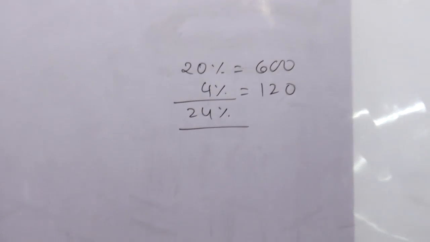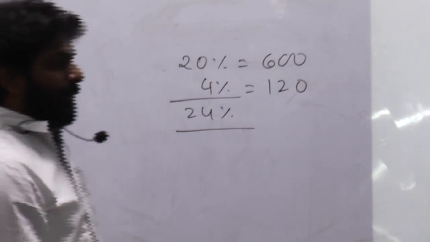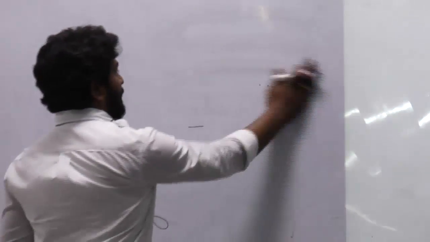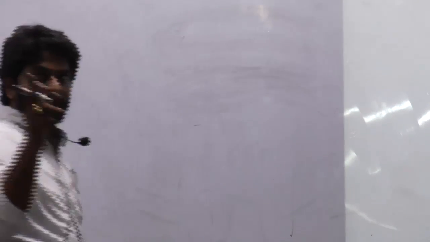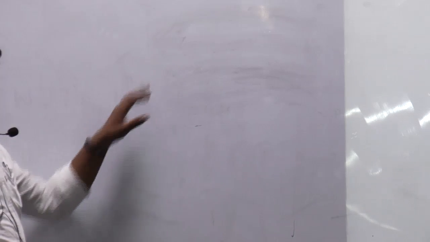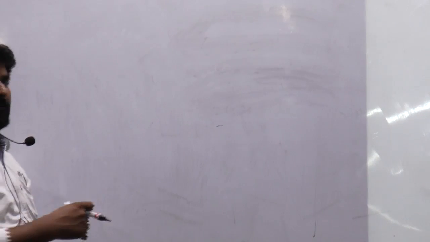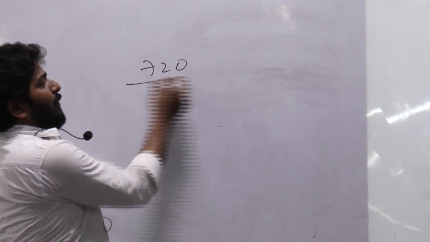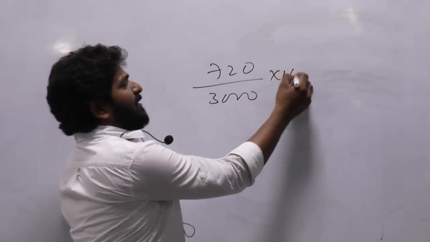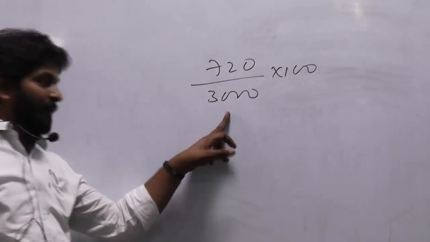Am I right? Or else? What about 100%? What is your actual step? 720 out of 3000 into 100. This is what your question. 50%?